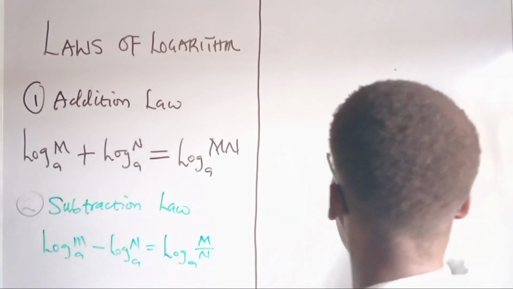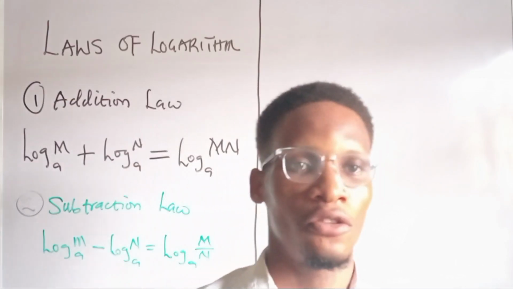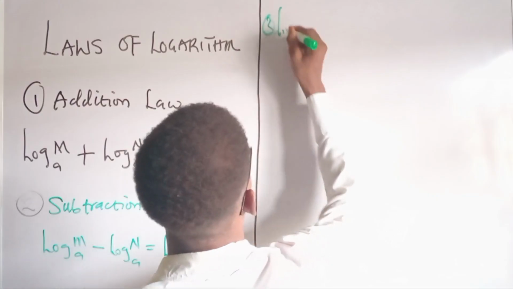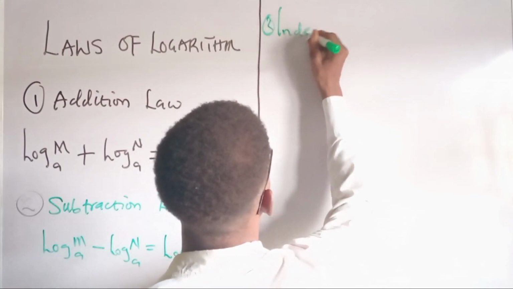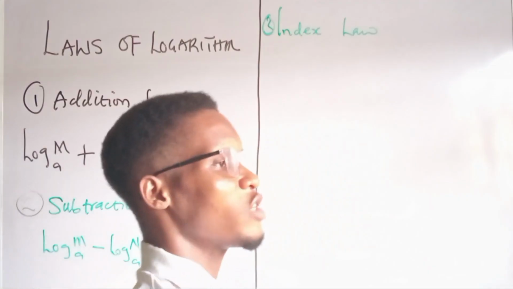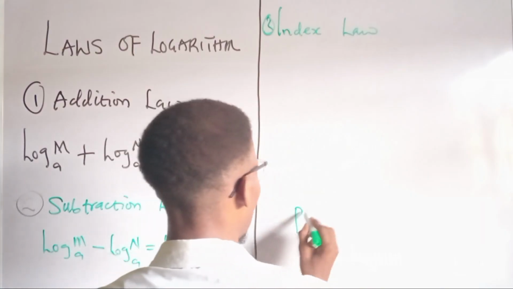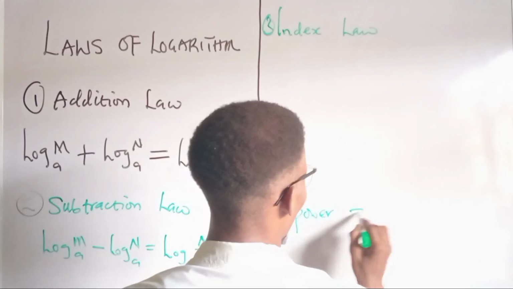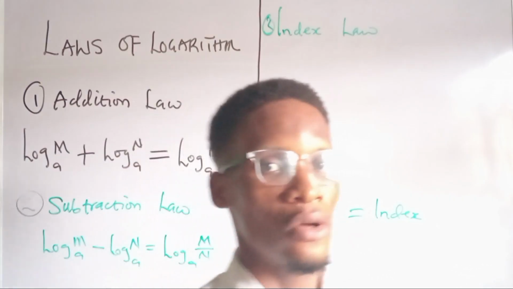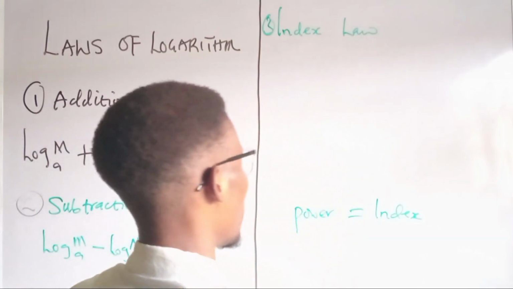We have the next law of logarithm, which we call the index law of logarithm. So this law, that's number 3, index law. This law can also be called the power law. You can call it power or what? Index. Power law or what? Index. So they are all the same. Some call it power law of logarithm, some call it index law of logarithm. Whichever name you call it is still acceptable.